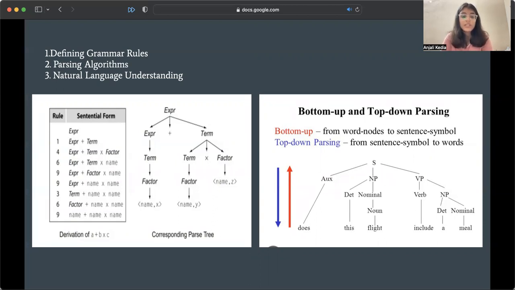These algorithms use CFG rules to build a parse tree, which represents the syntactic structure of the sentence. As we can see on the left side of the screen, we have an example of a corresponding parse tree and a sentential form. Parsing can be done in various ways. Two of the ways are bottom-up and top-down approaches. In the bottom-up approach, we go from word nodes to the sentence symbols, whereas in top-down parsing, we go from the sentence symbols to the words.